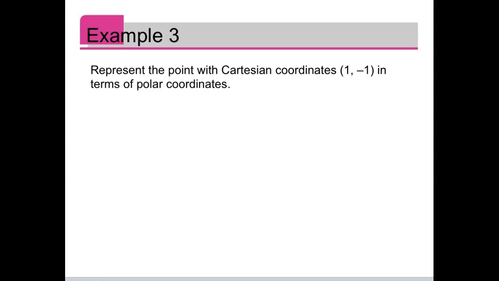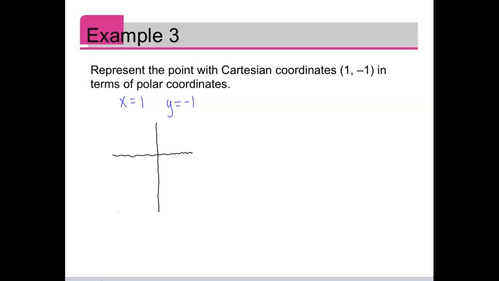Let's go the other way. So now if I'm given Cartesian coordinates, let's find the corresponding polar coordinates. So the point (1, -1). All right, so here I have x equals 1, y equals -1. We have that relationship. So really, you can almost think of this in the coordinate plane if you wish.